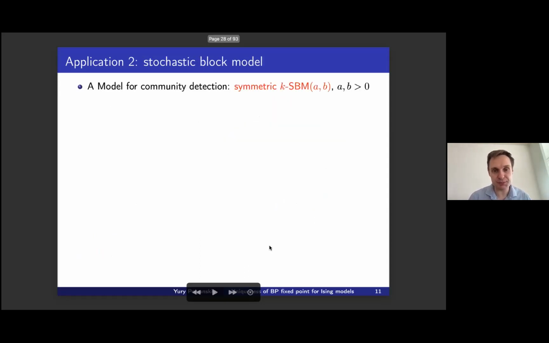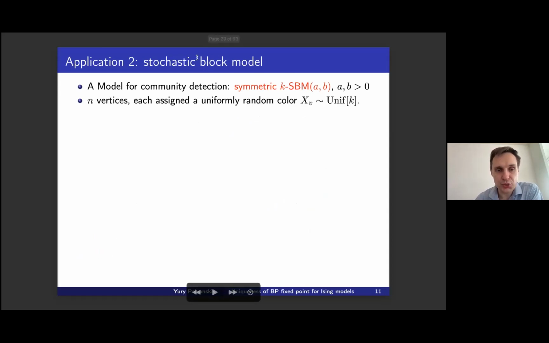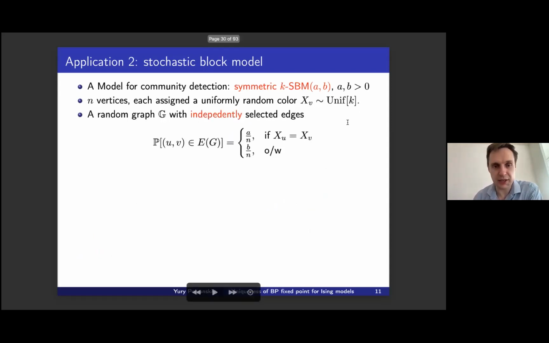Okay, so this is a general kind of picture. There's a very concrete special instance of this, which is known as the stochastic block model. Let me explain it. A symmetric k-SBM with parameters a and b is the following thing. You have n vertices. Each is assigned a uniformly random color from a palette of size k.